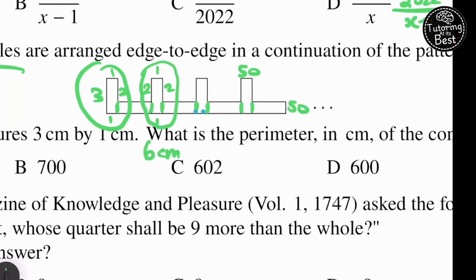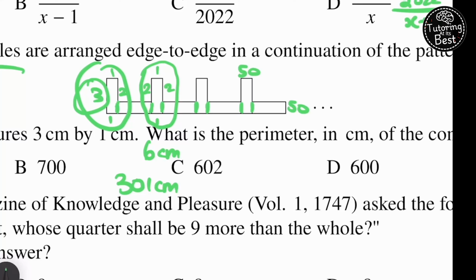If we've got 6 centimeters to the length of the perimeter for all those except for the left-hand end, the total amount that the 50 vertical rectangles contribute would be 50 times 6, plus the additional 1 centimeter that we would have on the left-hand side. So that would give us 301 centimeters, as we would do 50 times 6 plus 1 centimeter.